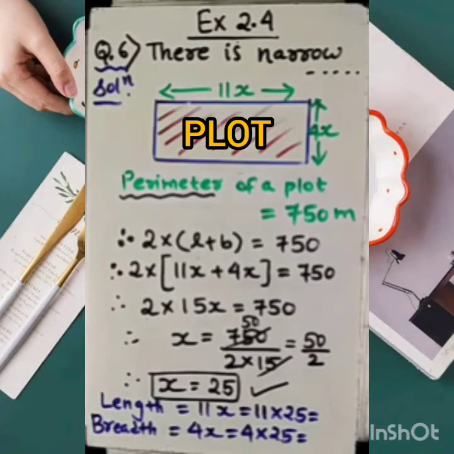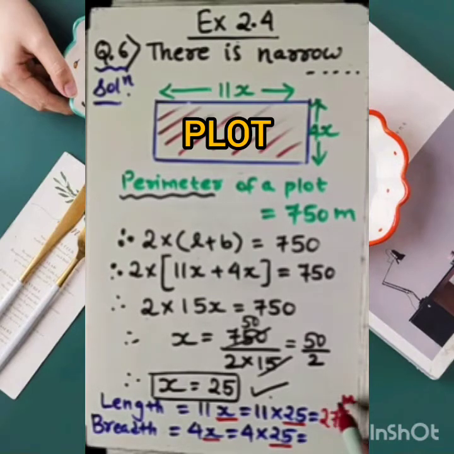So my dear student, you can see here, the length is given as 11x. The value of x is 25, which we have already found. That value I am substituting here in place of x. So I will have 25 into 10 is 250, and with the remaining 25, it will give the result 275 meter.